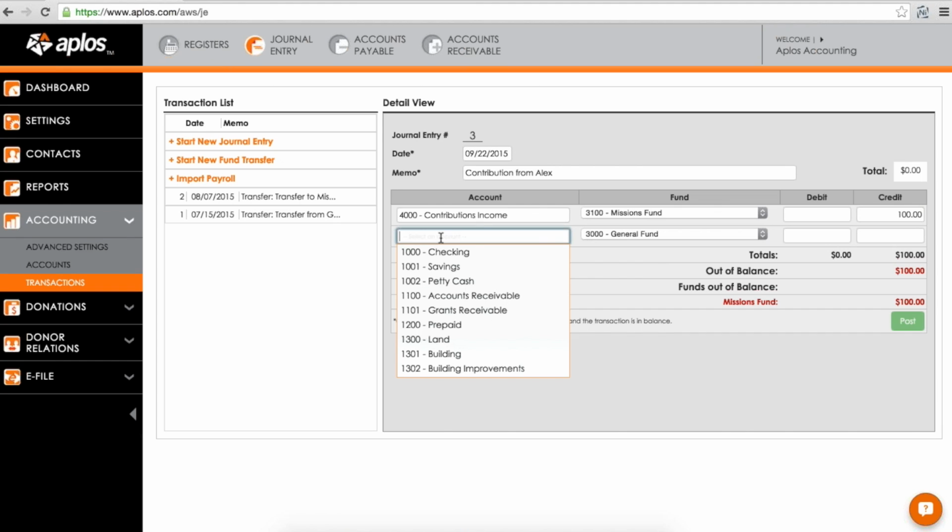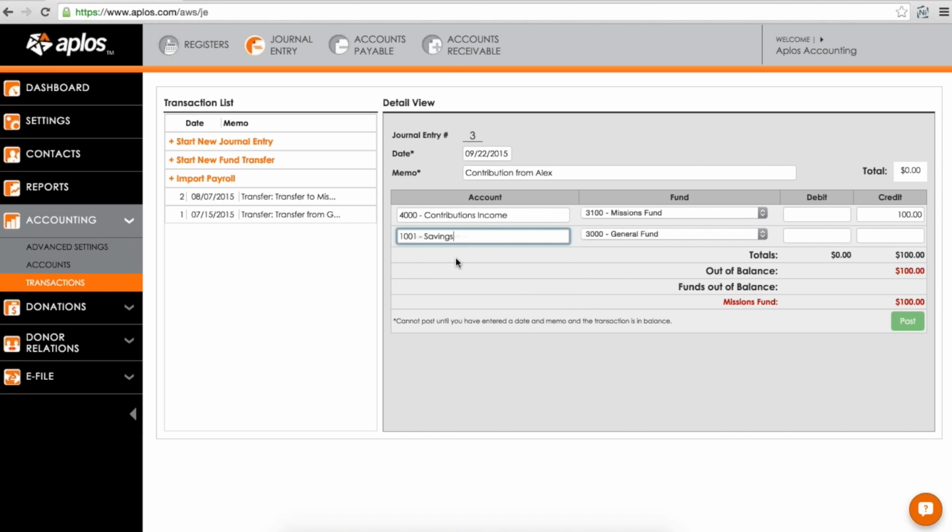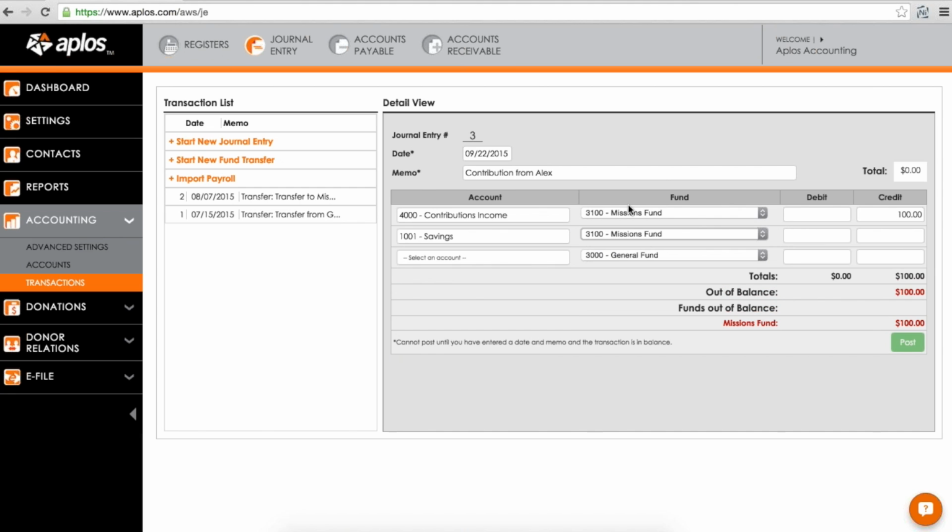Now, where is this money going to? I just got a check for $100. That's great. Where am I going to put it? Let's say this is going into my savings account. So I'm going to pick my asset savings account. I need to pick the exact same fund as the income, so I'm going to pick missions fund. And so now I need a debit.